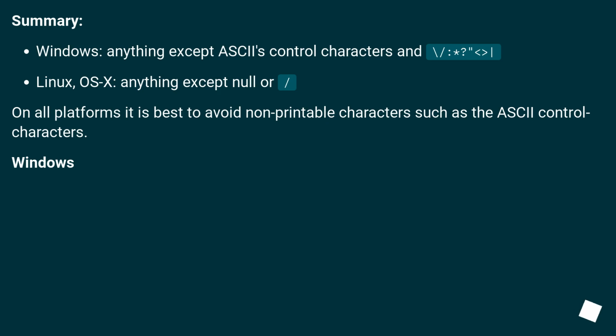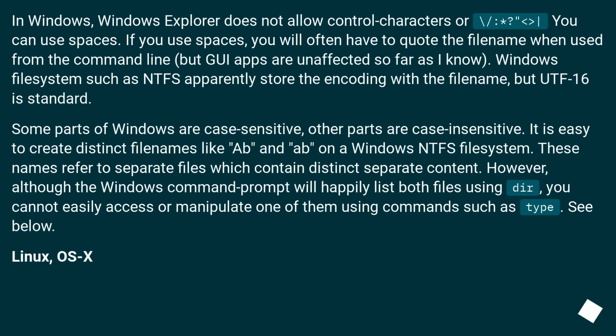Windows. In Windows, Windows Explorer does not allow control characters or \ : ? < > | in file names. You can use spaces. If you use spaces, you will often have to quote the file name when used from the command line, but GUI apps are unaffected so far as I know.